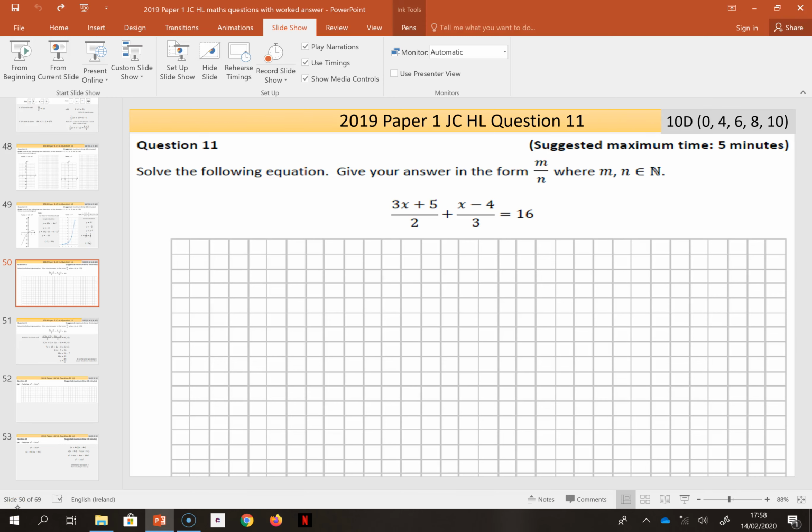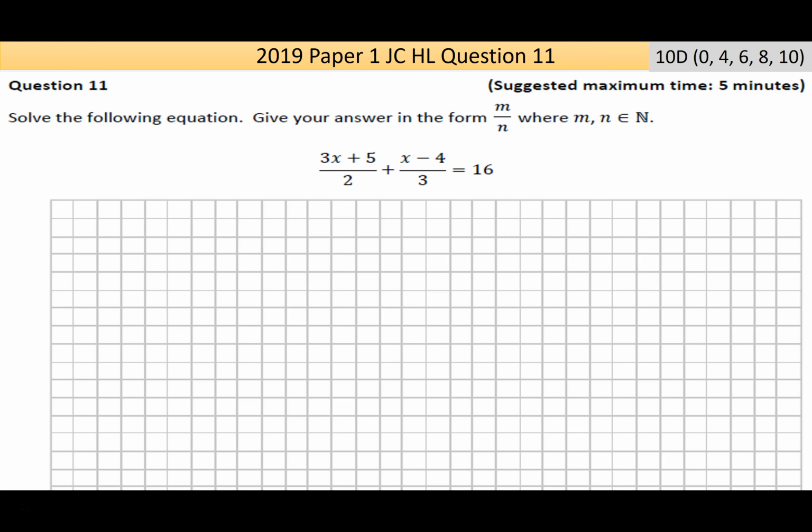Hi, and welcome to the 2016 Paper 1 of the Junior Cert Higher Level. So we're on question 11 here.